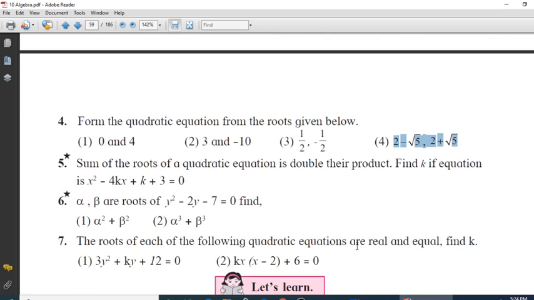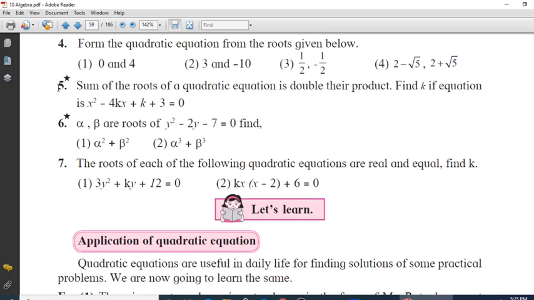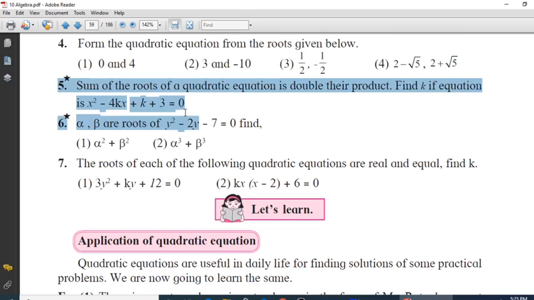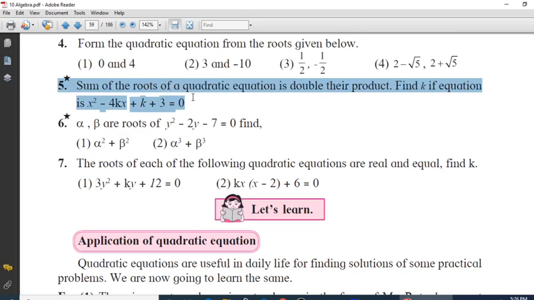Now let's move on to question number 5. Sum of the roots of a quadratic equation is double their product. Find k if the equation is x square minus 4kx plus k plus 3. So this is our question.